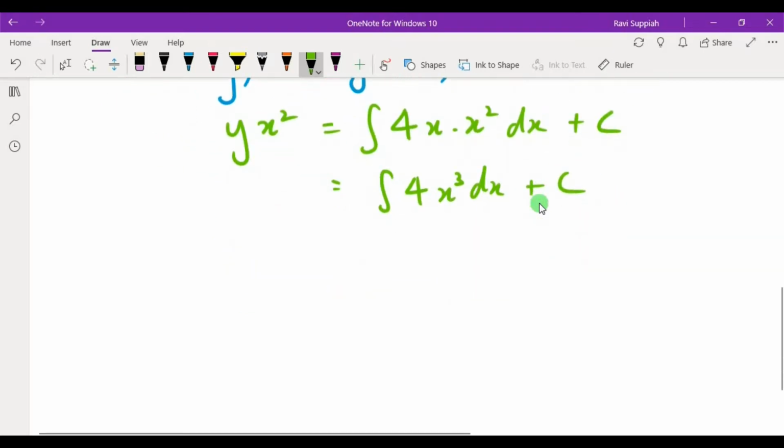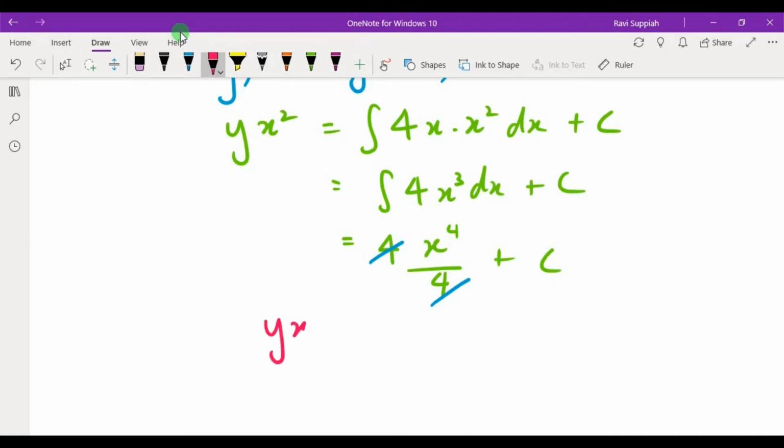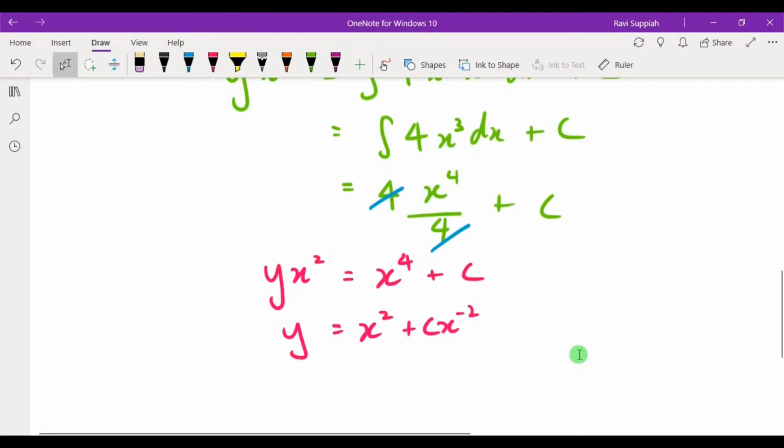4 is just a constant, so you can bring it out. The integral of x cubed is x to the 4 over 4 plus c. This 4 and 4 can cancel off. So what you have is y x squared equals x to the 4 plus c. Divide everything by x squared, and I get y equals x squared plus c x to the power minus 2. That is basically your final answer for this question.